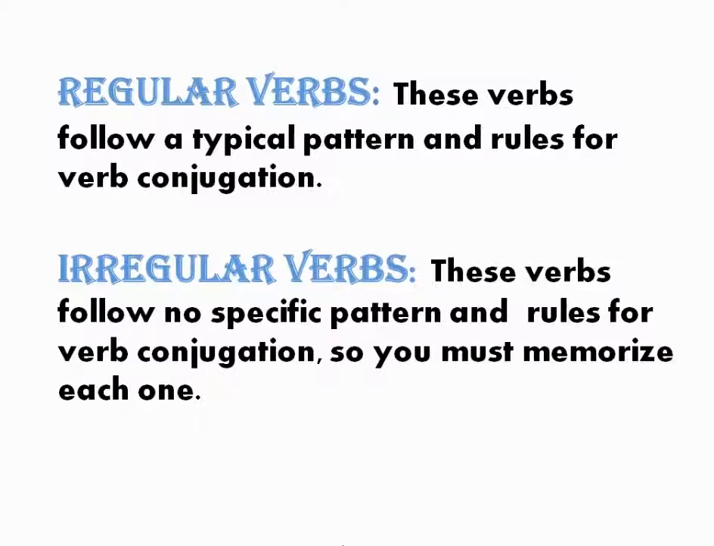Regular verbs are the ones that follow a typical pattern and rules for verb conjugation. We need to learn that specific pattern, and that is applied to all the regular verbs in accordance with the groups of those verbs. Then come irregular verbs. These verbs do not follow a specific pattern and rules for verb conjugation. So it's very important to memorize and learn each one of them.